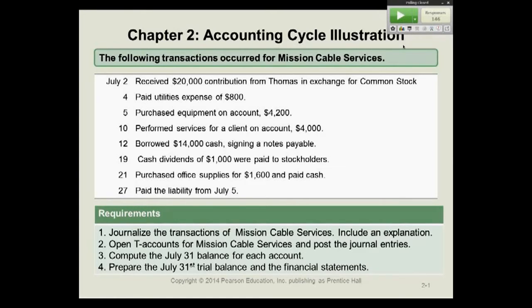All right, so let's do the first one. It said that we received a $20,000 contribution from Thomas in exchange for common stock.